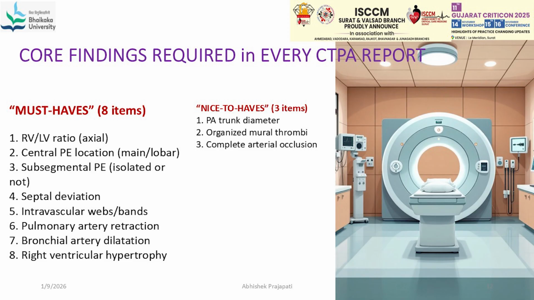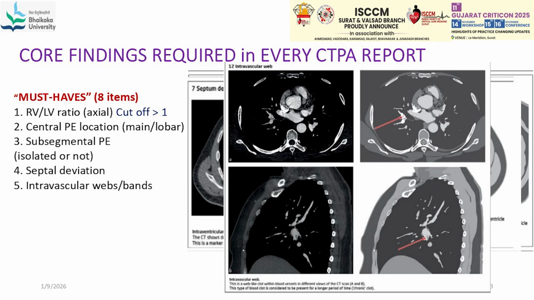This means every CT pulmonary angiography report must include these. Radiologists must write these 8 items: what the RV-LV ratio is, whether the location is central or not, subsegmental PE or not, septal deviation or not, intravascular waves or bands or not, pulmonary artery retraction or not, bronchial artery dilatation or not, and right ventricular hypertrophy or not. Why? That I will discuss in later slides. And the nice-to-haves are pulmonary artery trunk diameter, organized mural thrombi, and complete arterial occlusion.